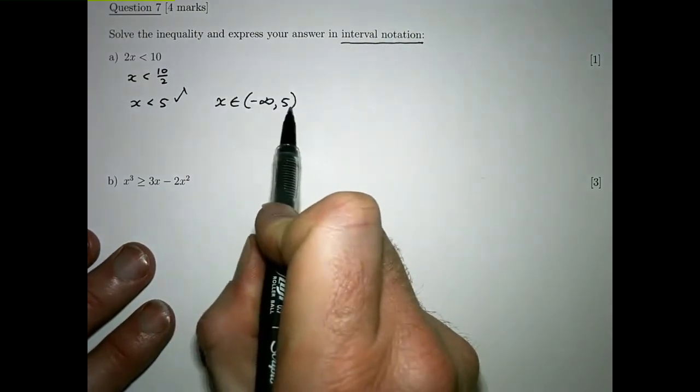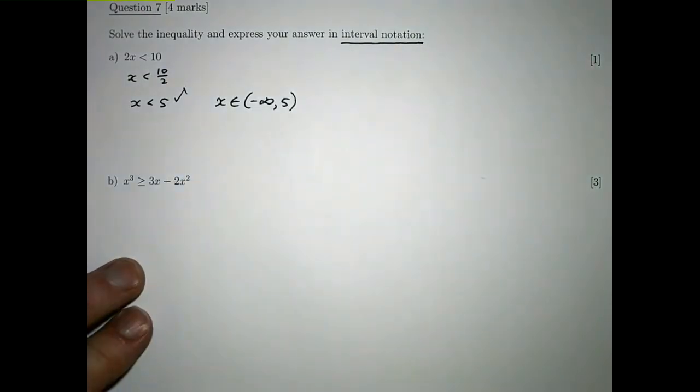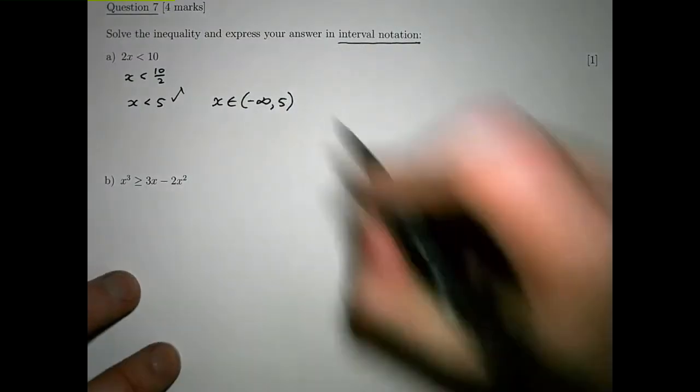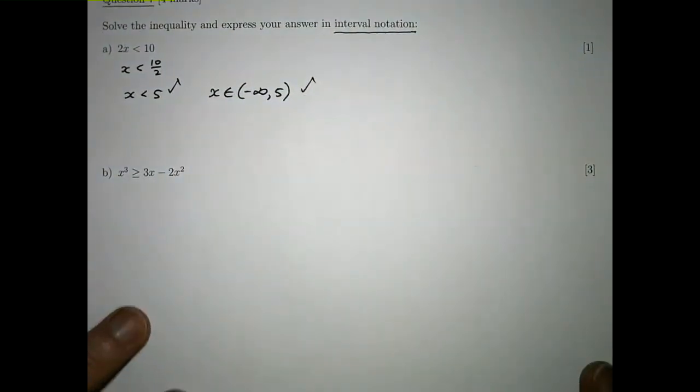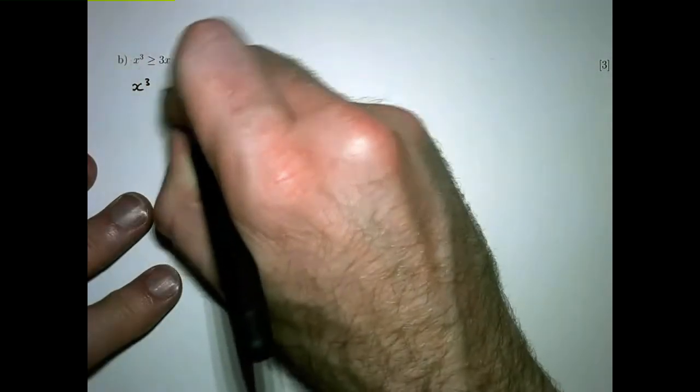Now we need to express it in interval notation. What's that one? Well, that's where it's an interval. x is an element of the interval from minus infinity up to 5. We use round brackets always for an infinity, and we use a round bracket for the 5 because it's not included. We use a square bracket only when it's less than or equal to. And there's your other half a mark right there.